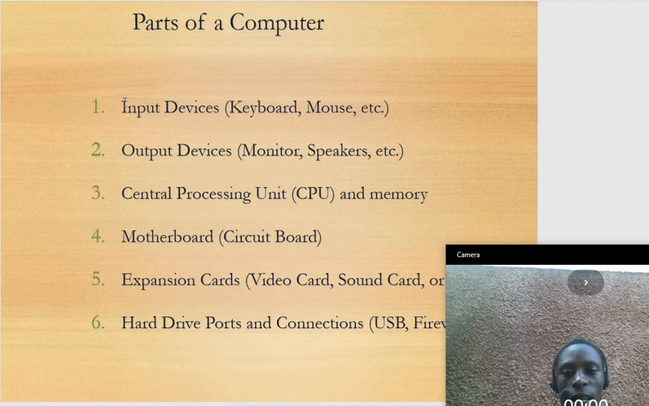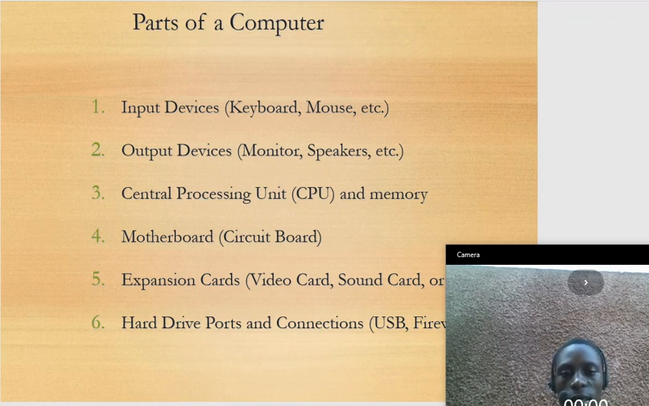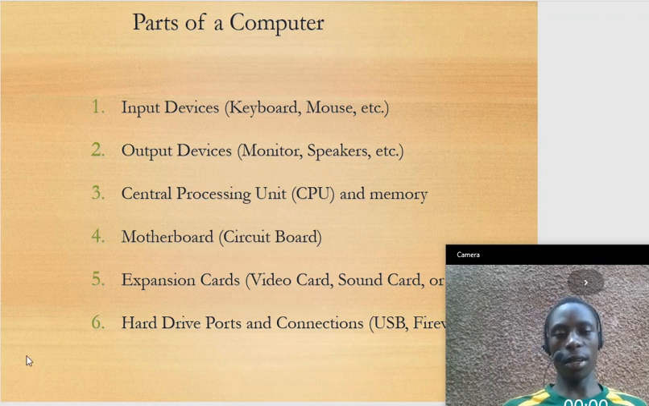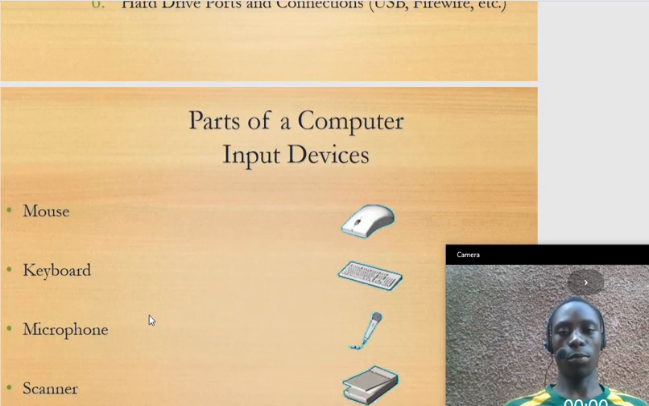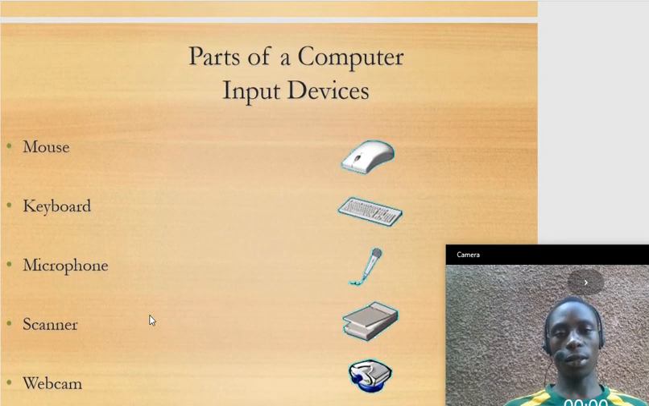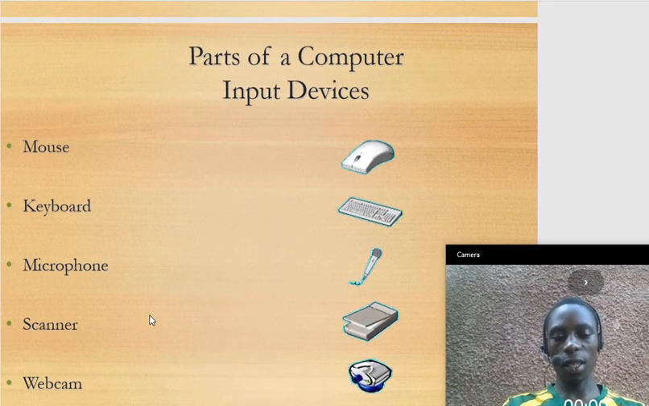I remember before we ended the first tutorial, we talked about the parts of the computer, which we described in different categories: input devices, output devices, central processing unit, the motherboard, expansion cards, hard drive, ports, and connectors. We said that we shall be going through them in detail, explaining them one by one. So here we are with the first part, the input devices.